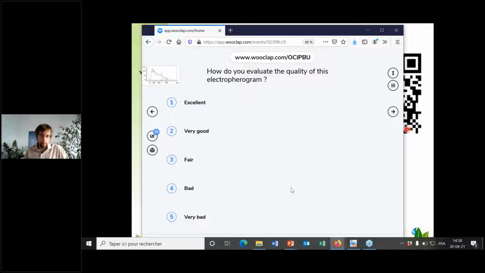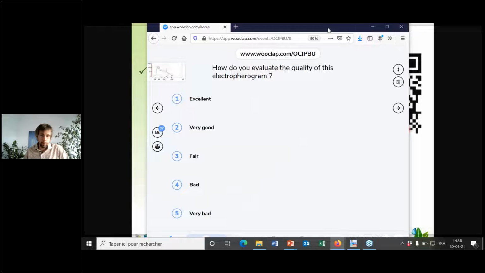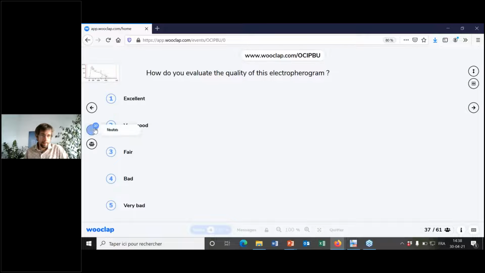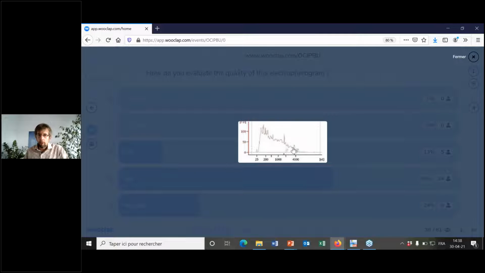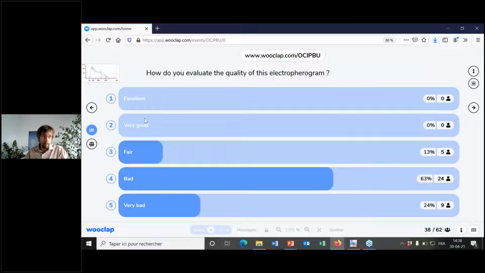Okay, I think we're close to finished. Let's have a look at the results. Bad or very bad. And indeed, it's not a good RIN here. You still see a little bit of the ribosomal RNA, but you have a huge amount of small RNA that has degraded, indicating a strong degradation of the ribosomal RNA.